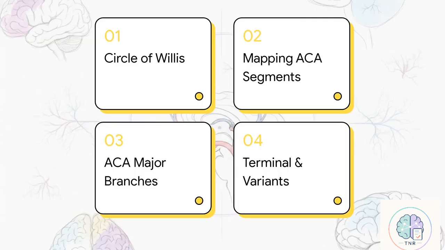Okay, let's jump right into the syllabus for today. We're covering 1. The circle of Willis, 2. Mapping the ACA segments, 3. Major ACA branches, and finally, 4. Terminal branches and variants.